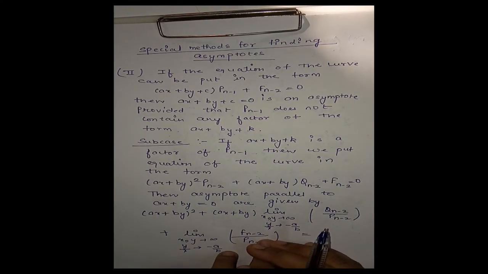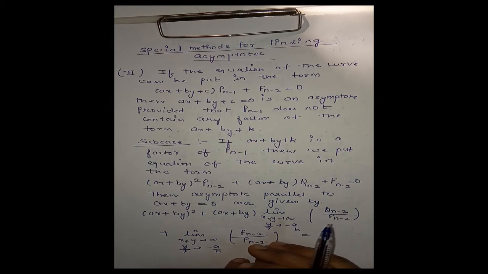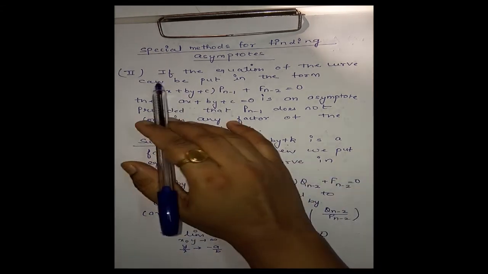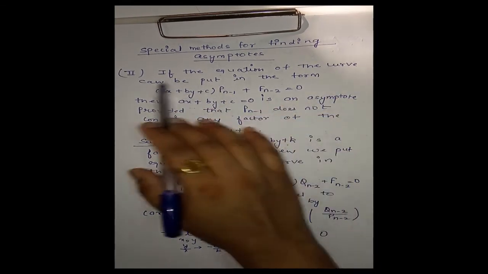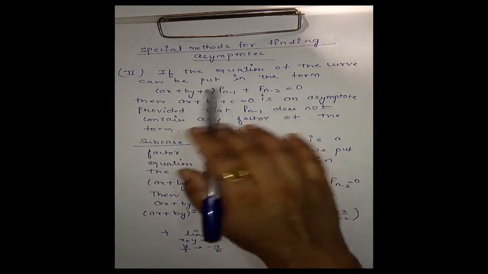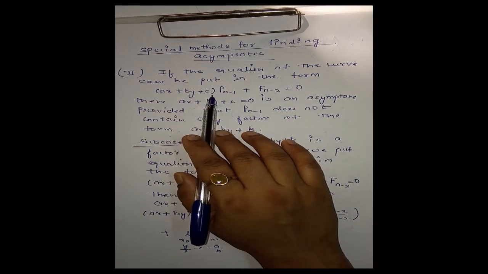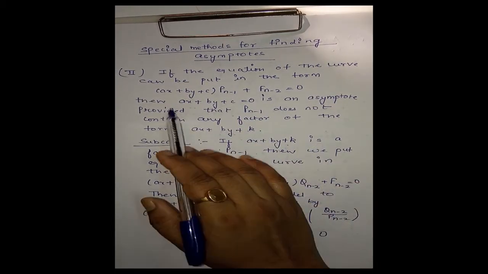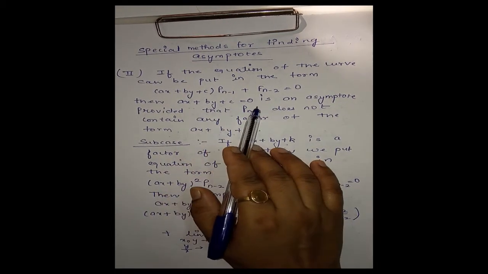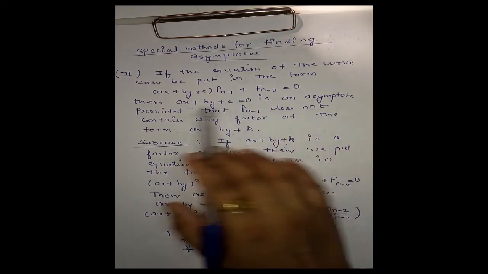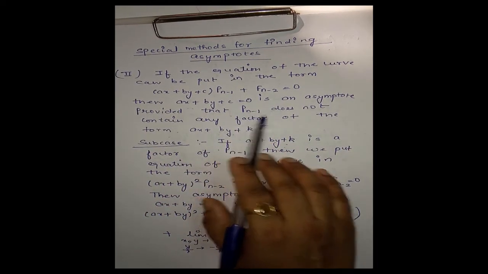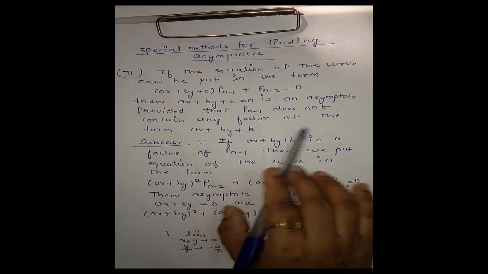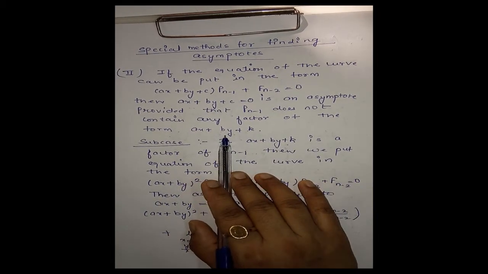Hello friends, in this video I am going to discuss the second special method for finding asymptotes. The second method states that if the equation is of the form, or can be put in the form, (ax + by + c) P_{n-1} + F_{n-2} = 0, then ax + by + c = 0 is an asymptote, provided that P_{n-1} does not contain any factor of the form ax + by + k.